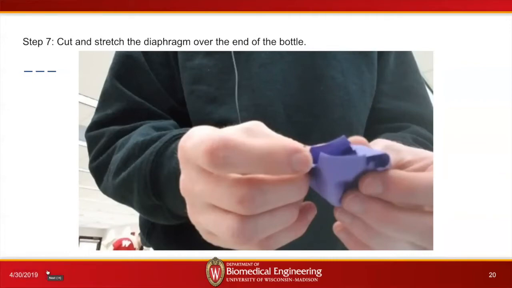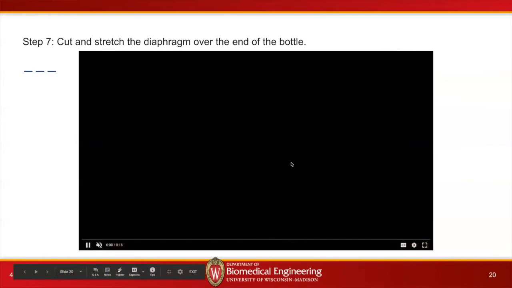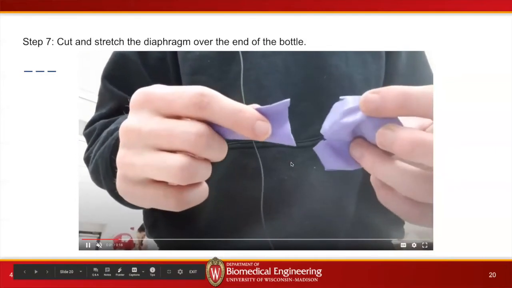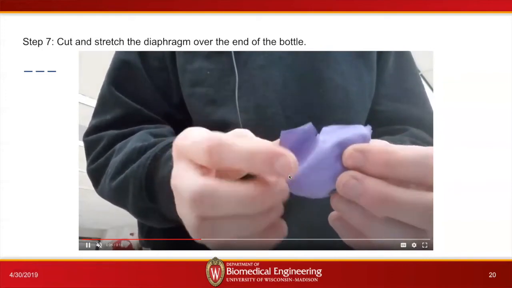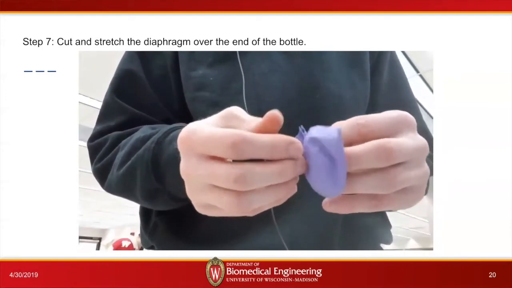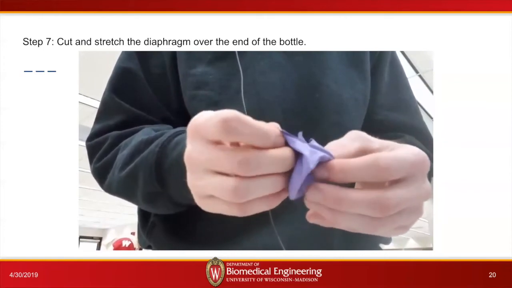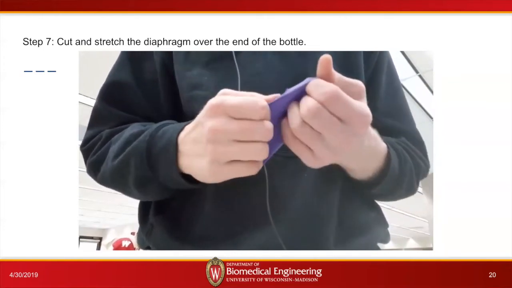Next, you're going to cut and stretch the diaphragm balloon over the end of the bottle. And the first step is to cut the diaphragm balloon. So you're going to cut the end off of a balloon and you're going to make little slits into it to maximize its surface area. And as you can see, I'm able to stretch it pretty far.